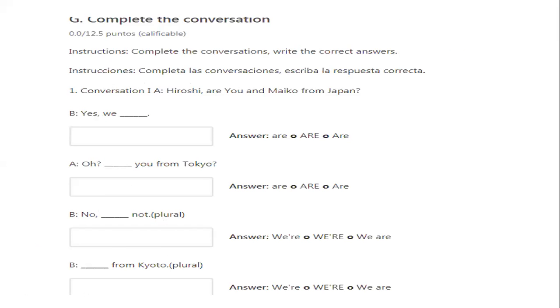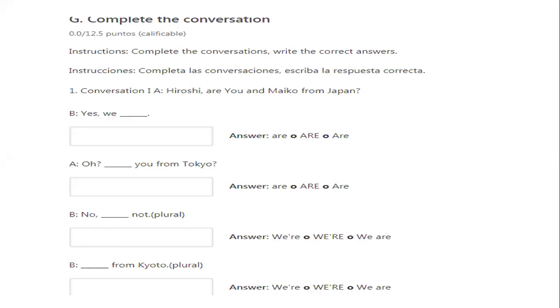Okay, letter G. In here, the instructions are to complete the conversation and write the correct answers. So it's a conversation between Hiroshi, Maiko and another person. The first question is, Hiroshi, are you and Maiko from Japan? Yes, we. Ya sabemos que para el we, lo correcto del verbo to be es are. Entonces, again, it's are. Are you from Tokyo? And they say no. Y cuando ahí dice plural, estamos hablando de we, no de I, ¿verdad? Entonces, no, we're not.